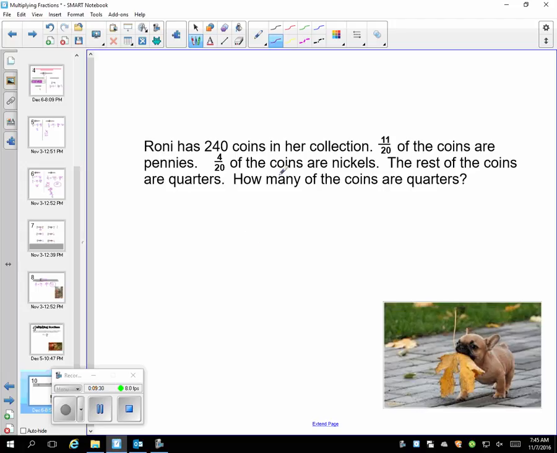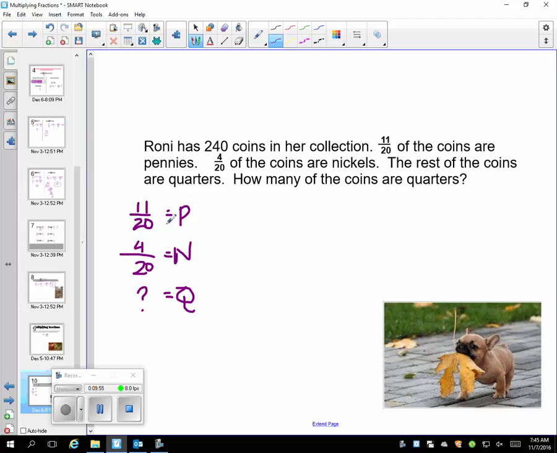She has 240 coins in her collection, 11/20, and I'm just going to write all this information out so that I can see it. 11/20 are pennies. I'm just going to put a P out there for pennies. 4/20 are nickels, and the rest of the coins are quarters. So I don't know how many coins are quarters. How many of the coins are quarters?